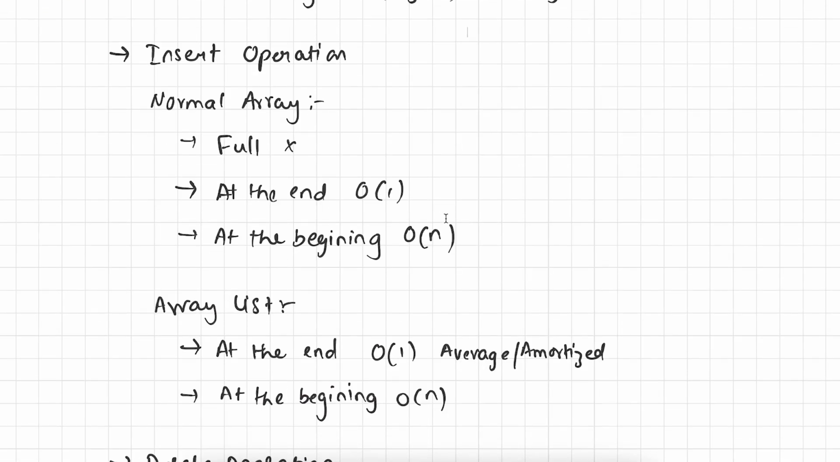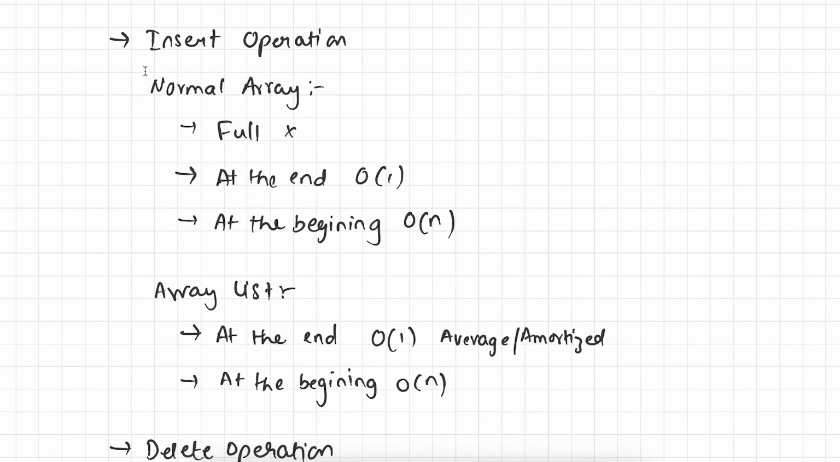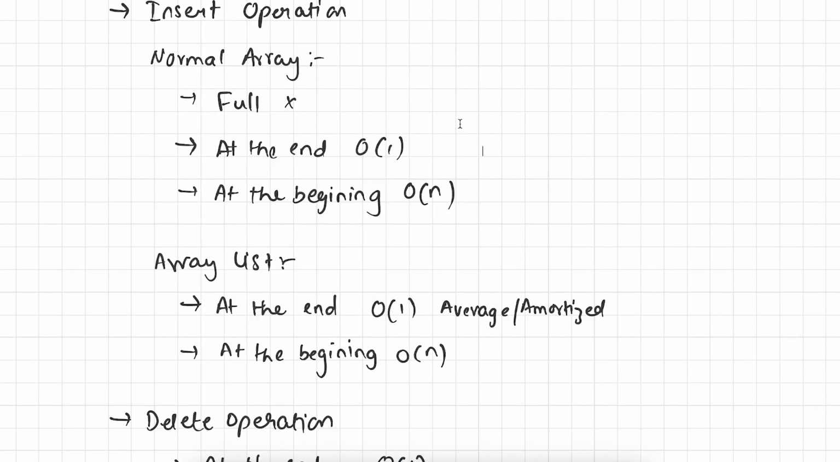Next we saw how the insert operation works in an array. In normal arrays, if the array is full, then we cannot insert because we cannot add more elements than its capacity. And what if we have space? It takes big O of 1 time to add any element at the end. And what about the beginning? It takes big O of n time complexity to add any element at the beginning because it needs shifting of all the elements towards right.